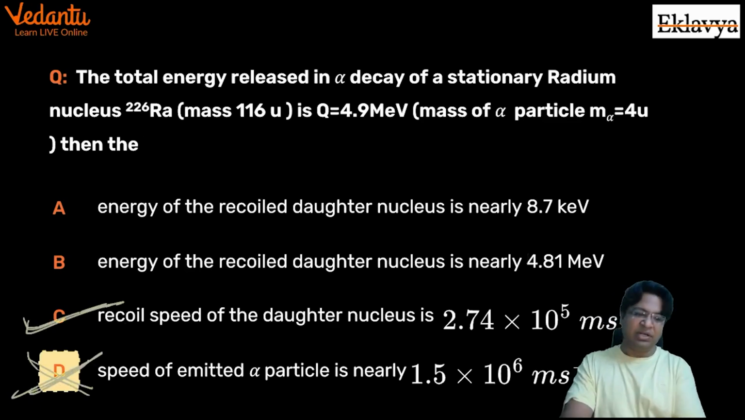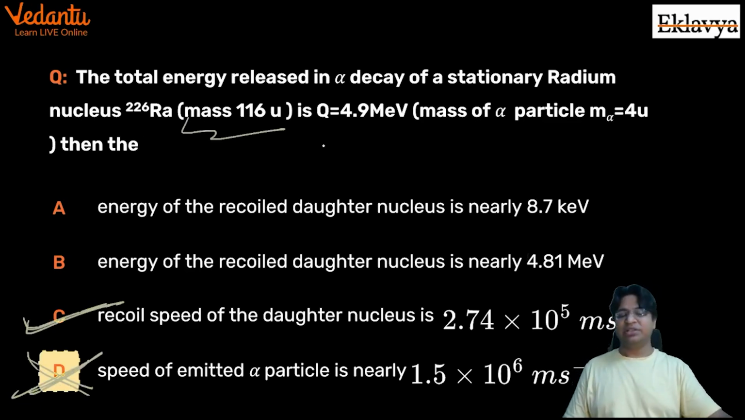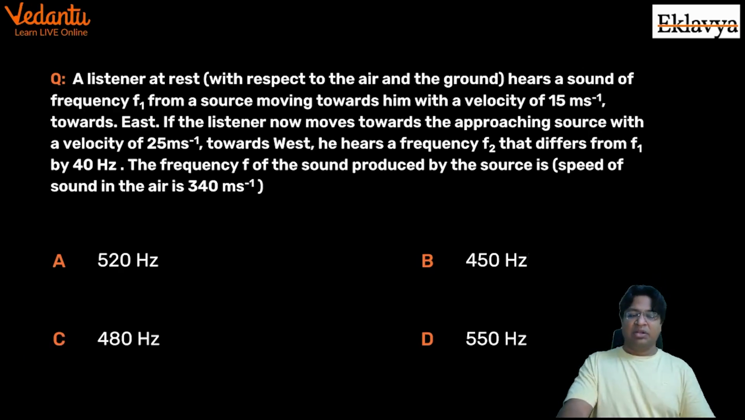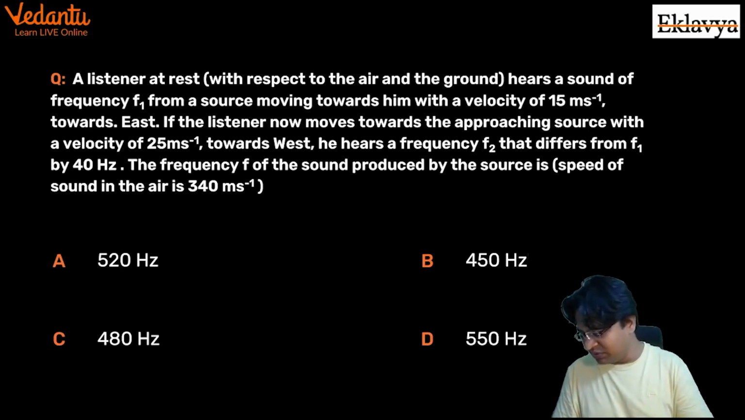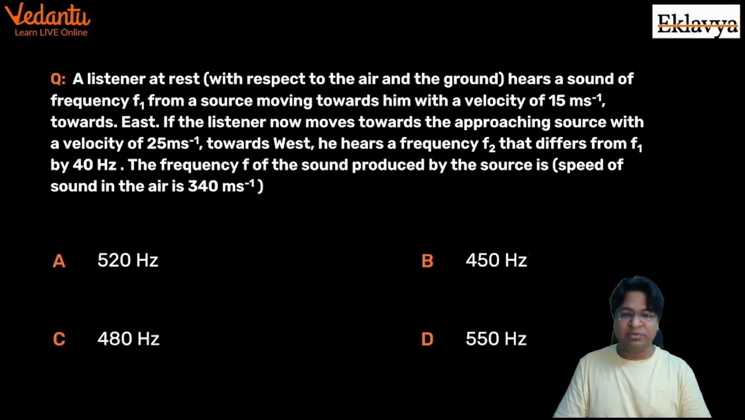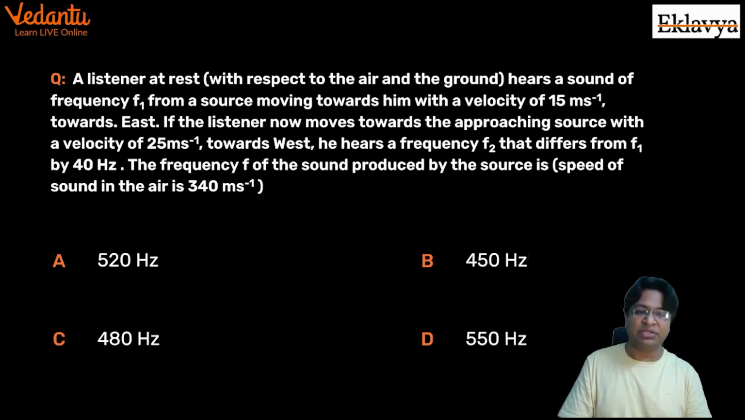Again, this question is controversial, because if some student tried the question with 116 AMU as the mass, then they would have faced a lot of problems because none of the options would have matched. So that was question number 40. We now go to the next question.